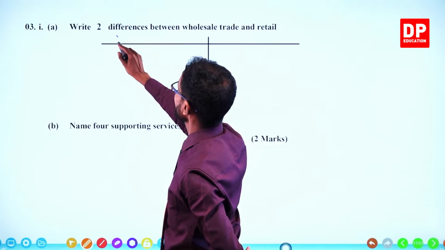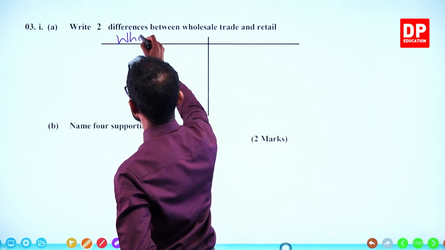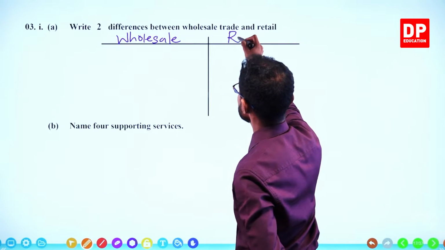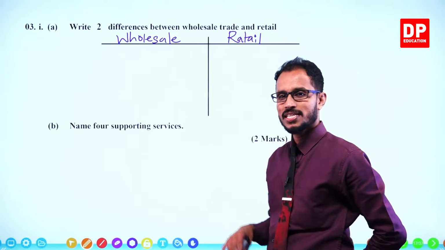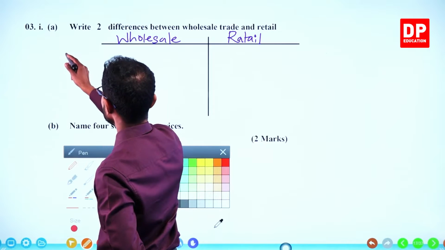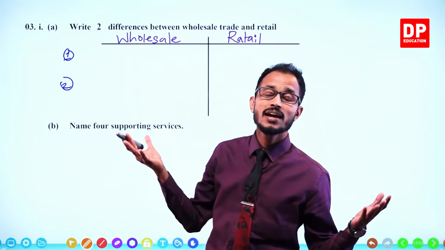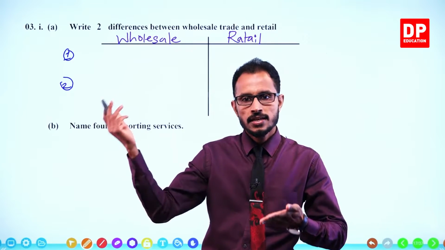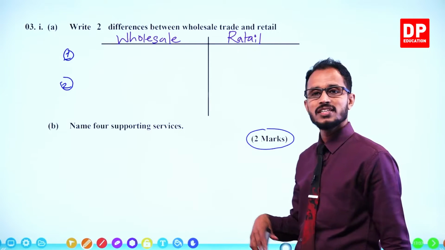Wholesale on this side, retail on this side. Now we can write differences. Easy peasy. Nothing to it. If you remember these things, there's no effort. You don't have to take any extra effort. Answer done. 2 questions and 2 marks in no time.